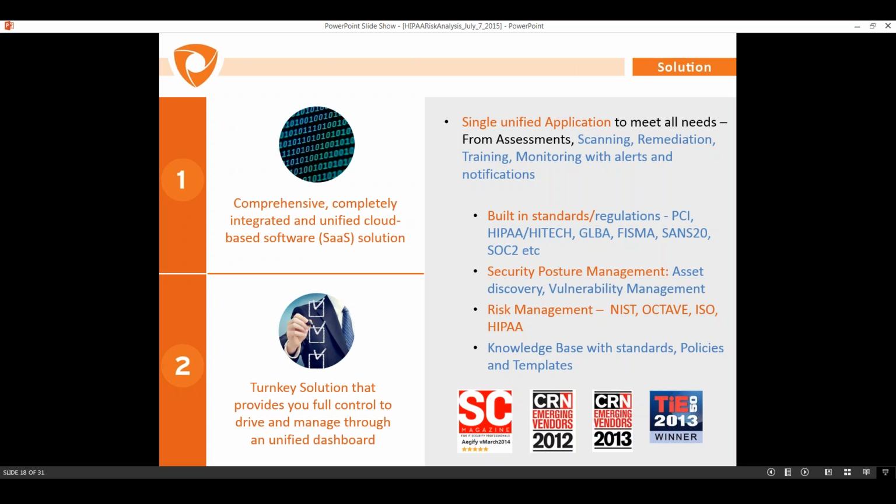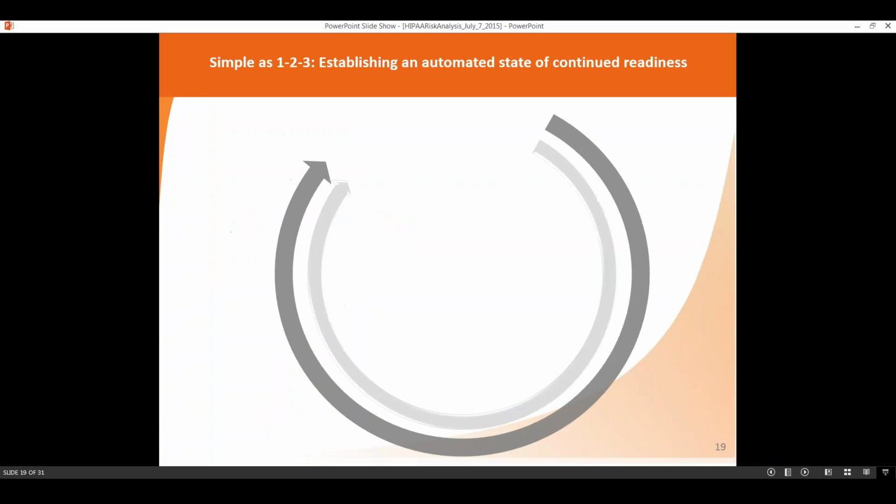The solution has won multiple awards. We've gotten the highest rating from SC Magazine of 5 out of 5 stars. And think of this as a single solution that provides complete automation for all of your security risk and compliance needs, with a single dashboard view of all that is happening inside the organization. And I'll give you a glimpse of what that means.